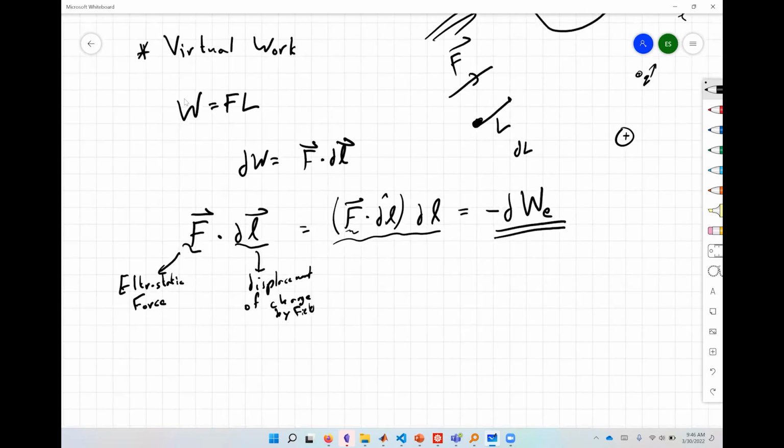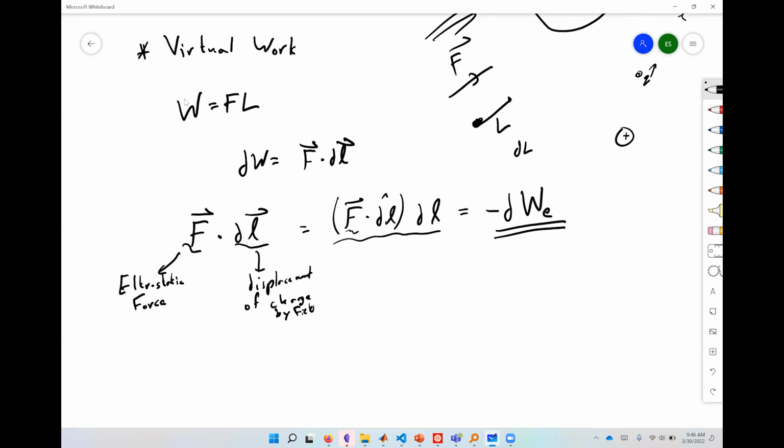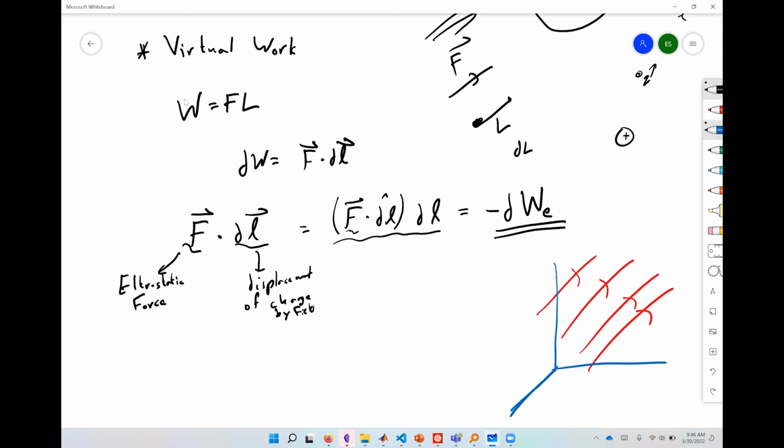Okay? So let's take this. We want to apply now the concept of virtual work. So the way we think about it is as follows. Let's say I have a system, I have a field due to some distribution of charges, whatever they are, right? And then I have my axis, my axis representing the space.